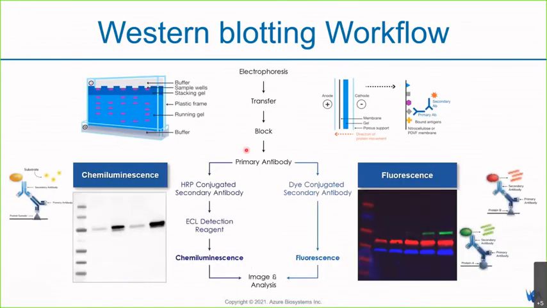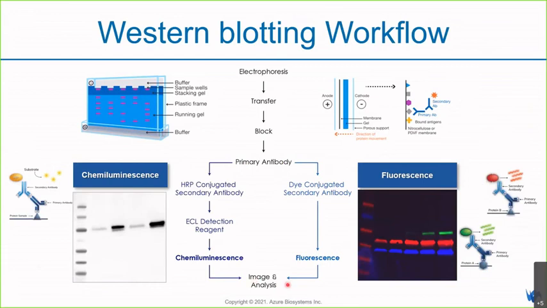This is a simplified flow chart of the Western blotting workflow. As you can see, it's quite simple. It starts off with electrophoresis, transfer, blocking, primary antibody incubation. There we separate into two different types of detection system, chemiluminescence and also fluorescence detection methods. And finally, analyze the data.